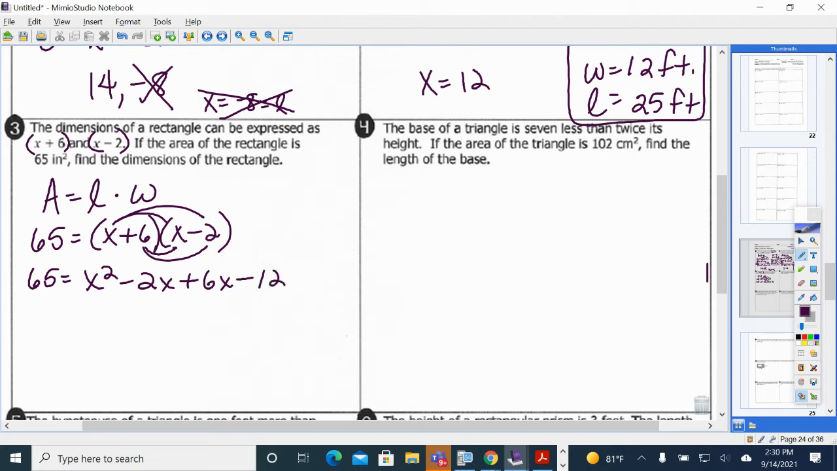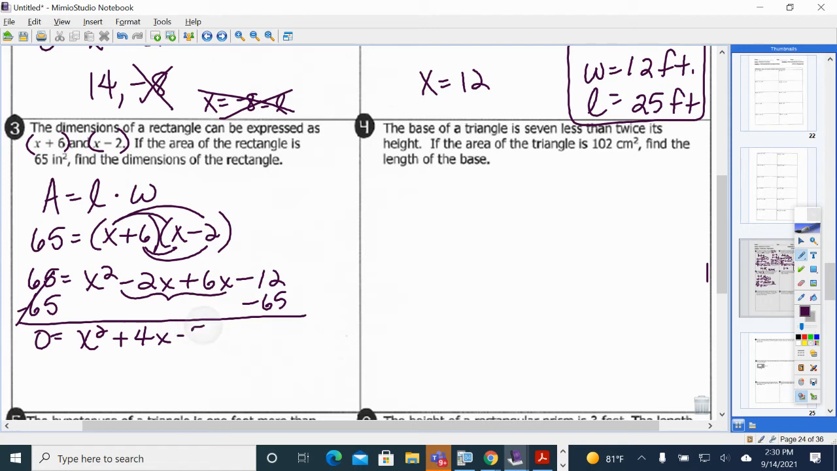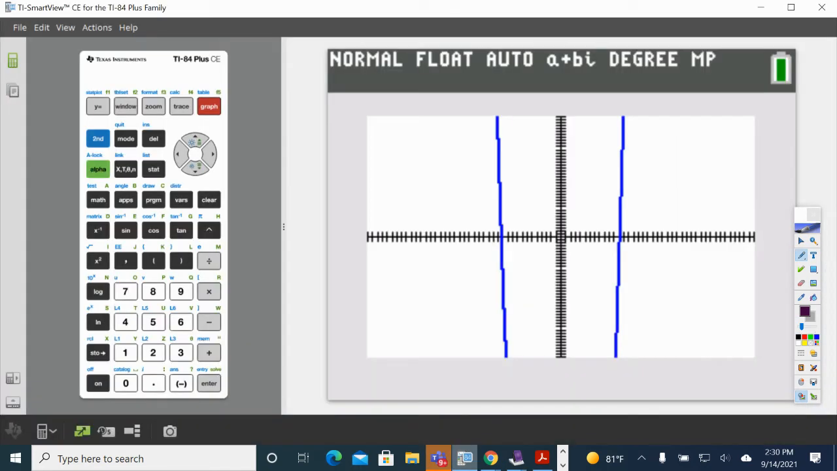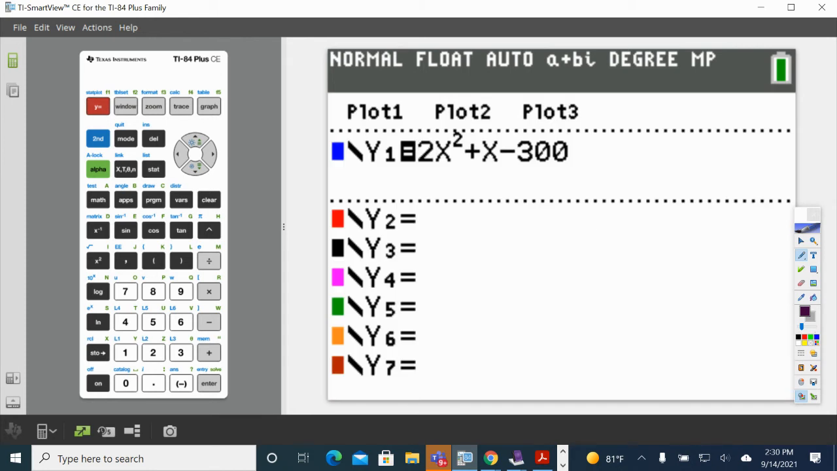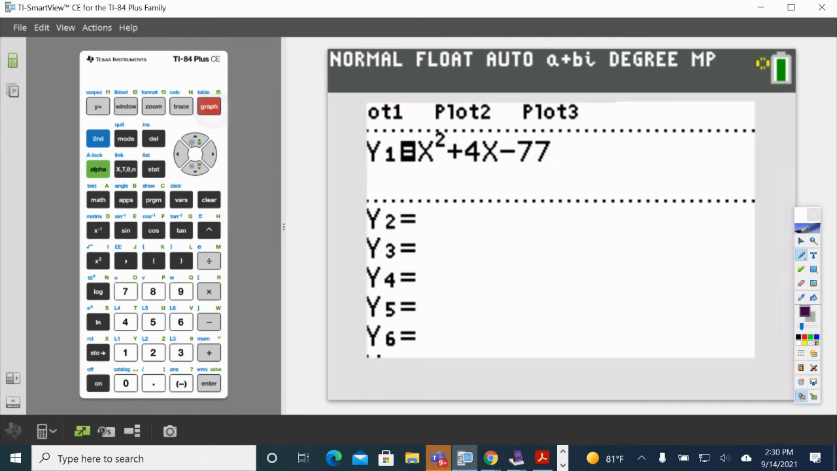We need our 0. We've got a quadratic, so I'm going to subtract the 65. Negative 12 minus 65, so subtract that. And we're going to combine our like terms. The negative 2x plus 6x is a positive 4x. And then negative 12 minus 65 is negative 77. So let's graph x squared plus 4x minus 77.